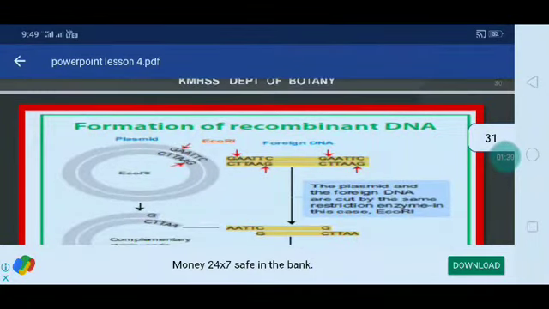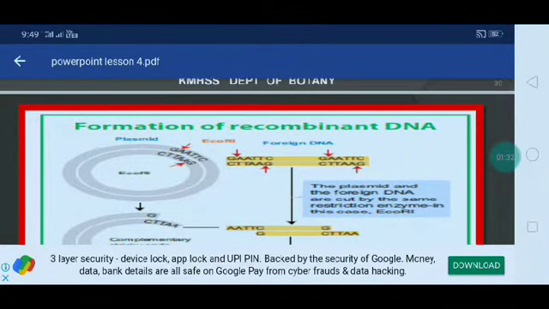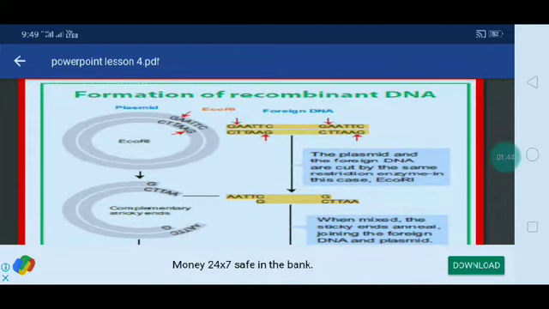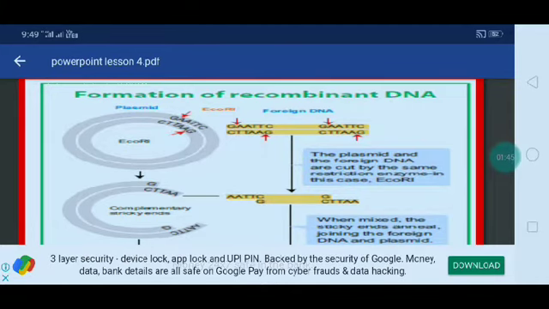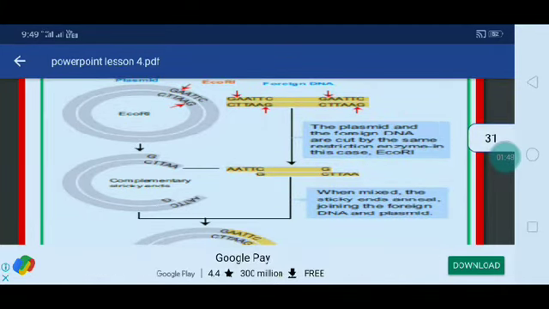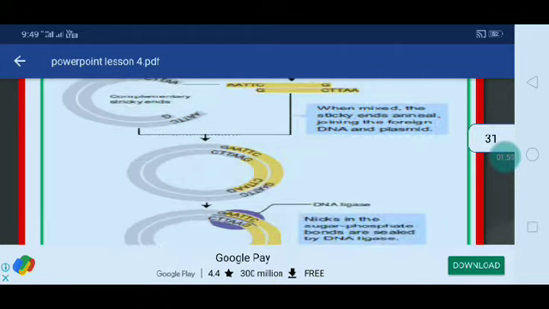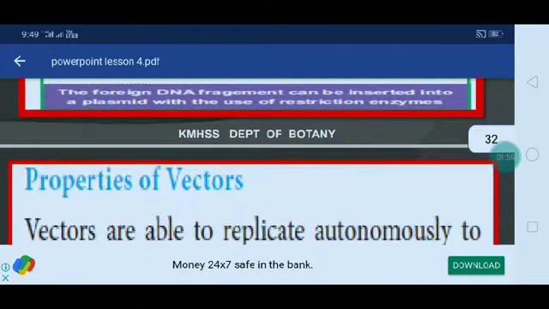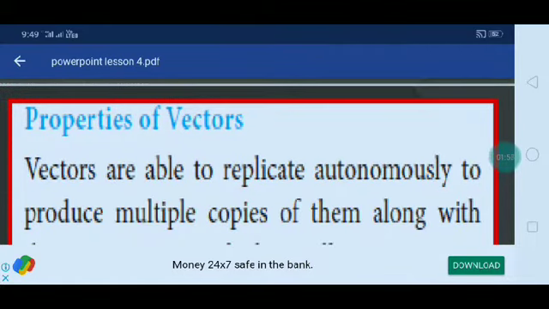Okay, the next one is a diagram of the formation of recombinant DNA: how another organism's DNA is inserted into this plasmid DNA, and how it replicates inside the cells. You can see the diagram of that. The next one is the properties of vectors.